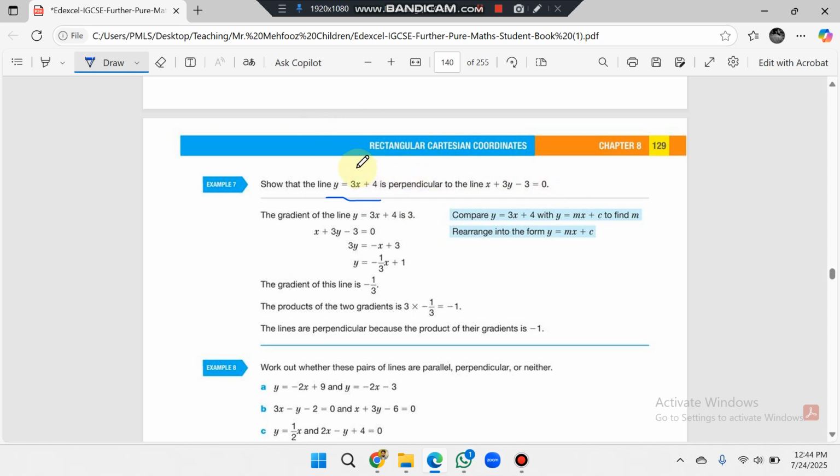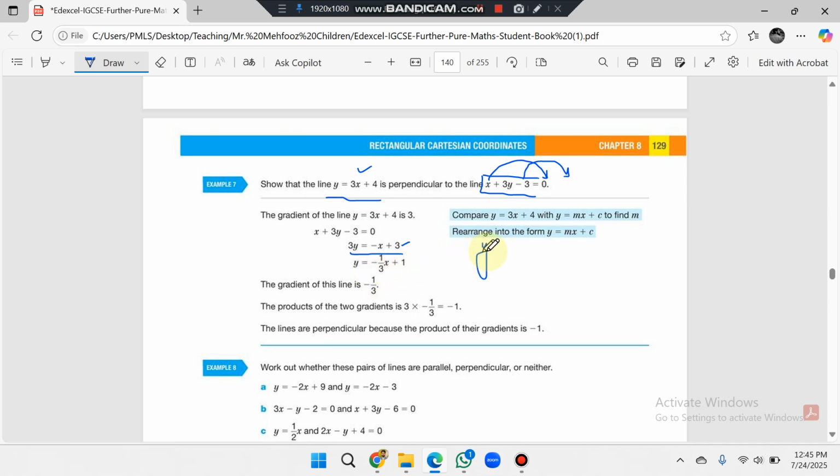First of all, this is like the general form of the straight line. We have to convert this equation into the form y equals mx plus c as well. How? First of all, we move this x to the right side and also this constant term to the right side. So it becomes 3y is equal to minus x plus 3. After that, we divide the whole equation by 3. So y is equal to minus 1 over 3 x plus 1.